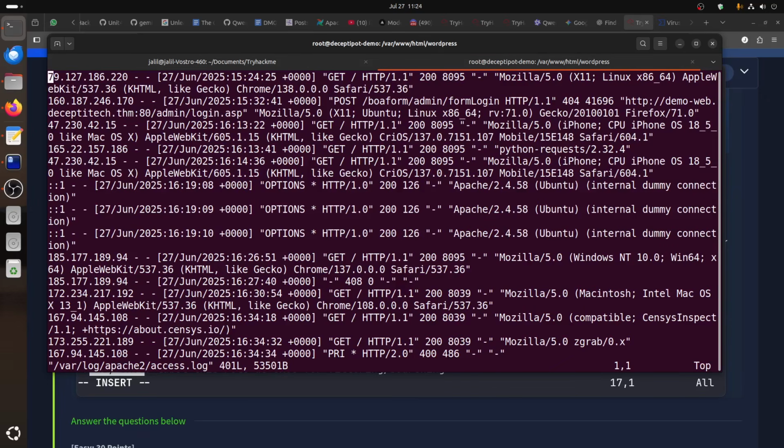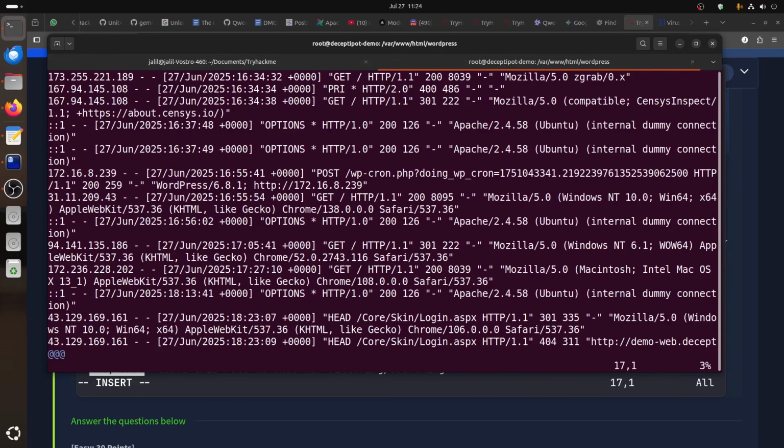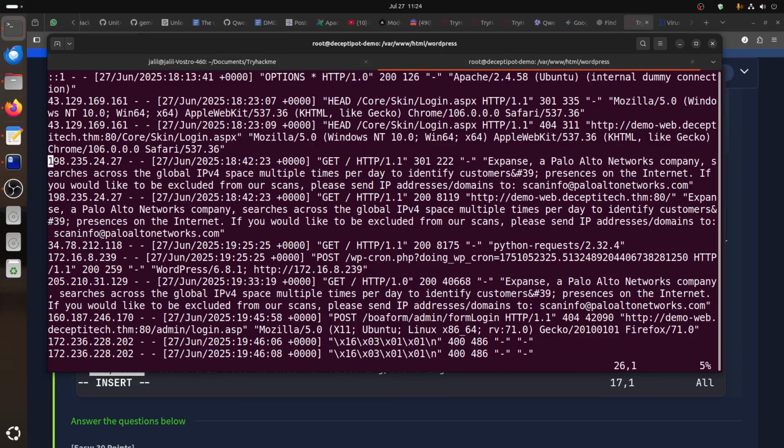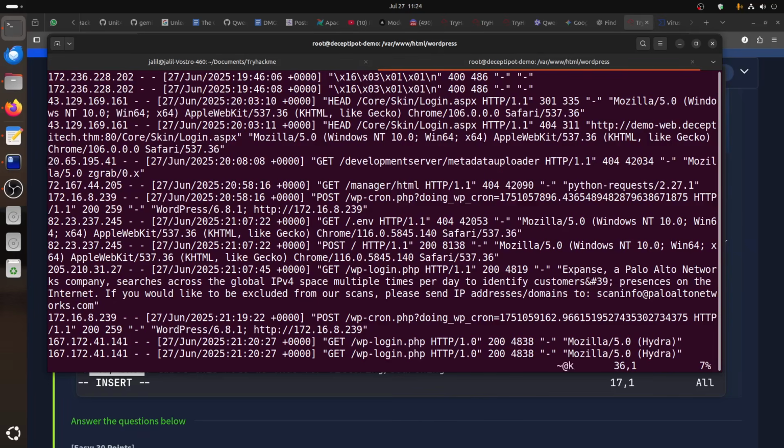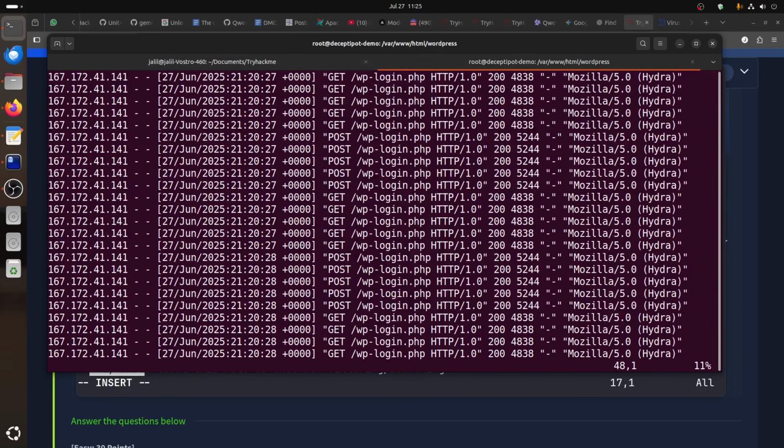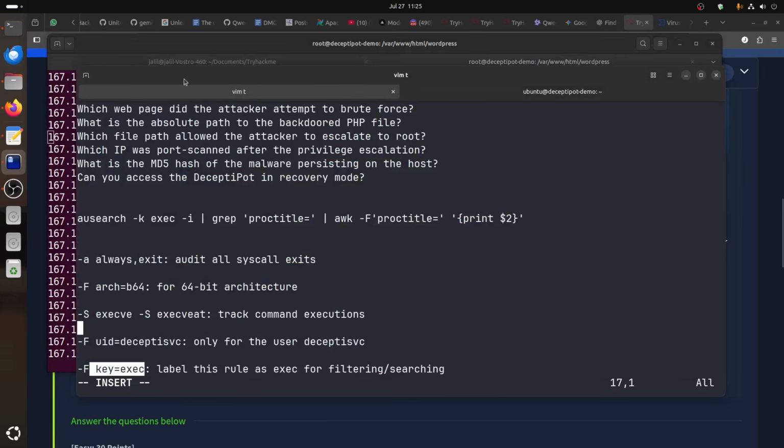If you know Apache and WordPress, you can guess what we're looking for here. Not access, yeah, the access log. You will see them now. You can see what's happening here. You can see the wp-login page. So you can see the question, which said: which web page did the attacker attempt to brute force?